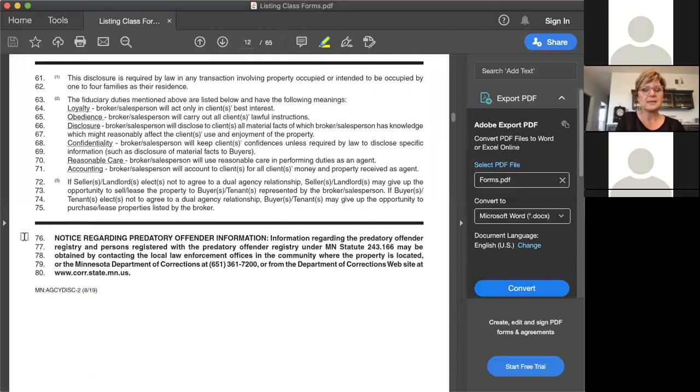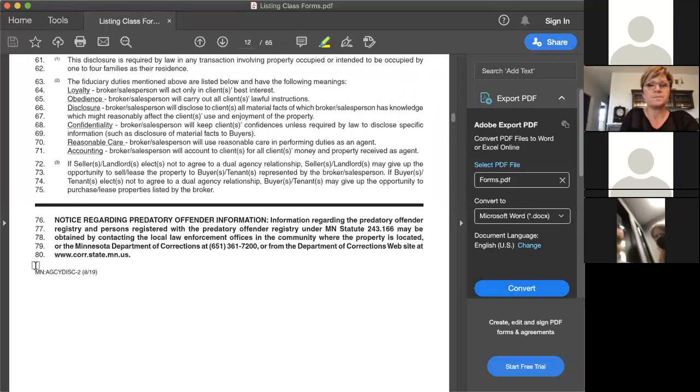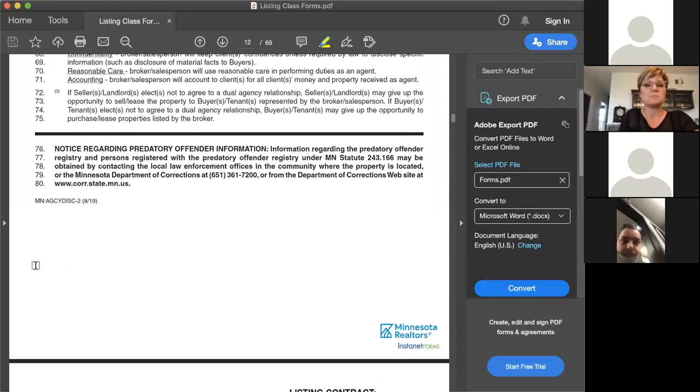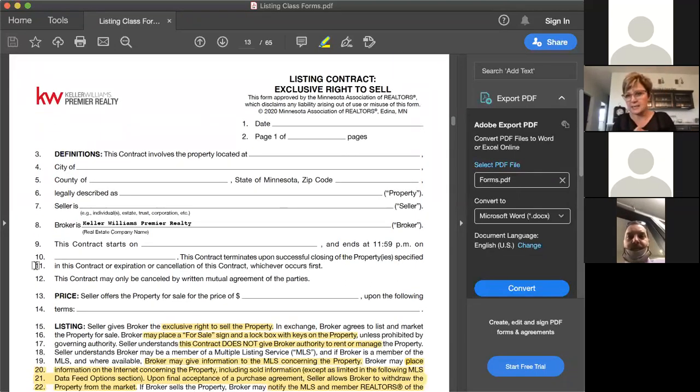And then the last thing I want to point out is this notice of predatory offender information. If you're interested in any particular neighborhoods or where predatory offenders may live, you can go to the Department of Corrections website or call them directly to get that information. Okay? So that is the agency disclosure form. Anybody have any questions on that? No. Awesome. Okay, on to the official listing contract.